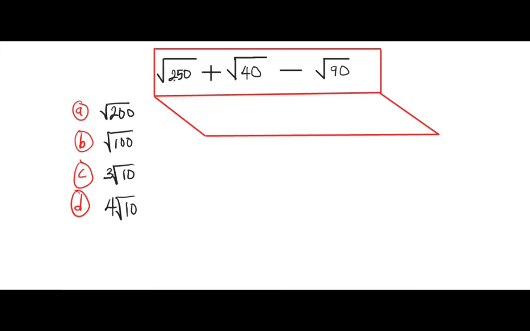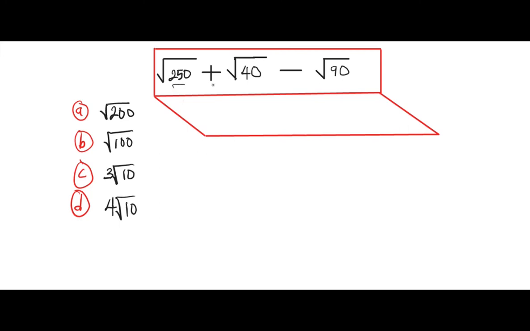Here we have root of 250, root of 40, and root of 90. How can we do this? You cannot just add: root of 250 plus root of 40 is root of 290, minus root of 90, and your answer will be 200. No, you don't do it that way. That is not correct.